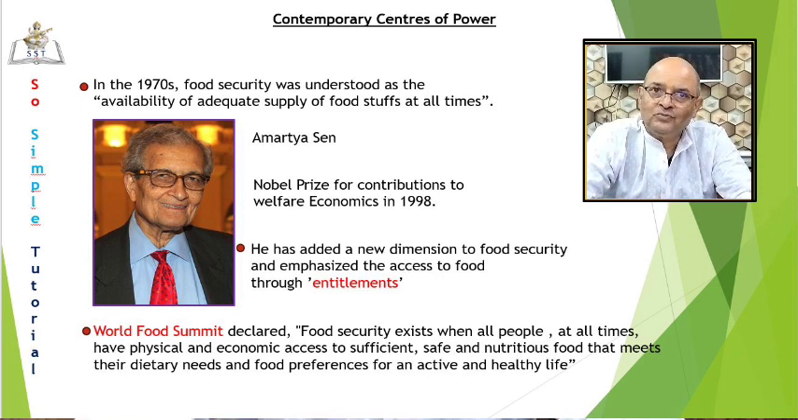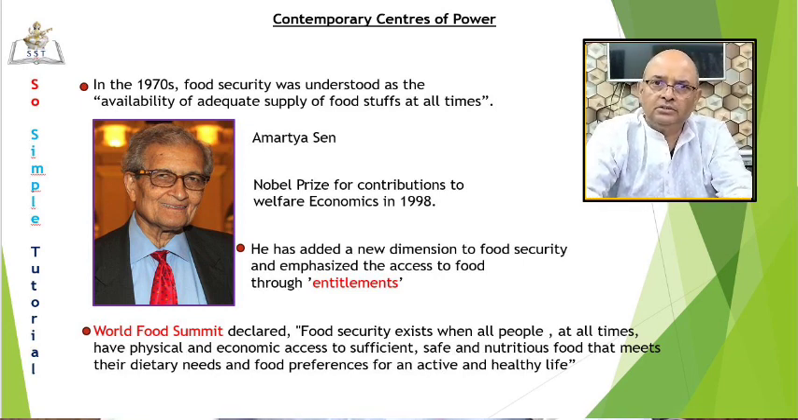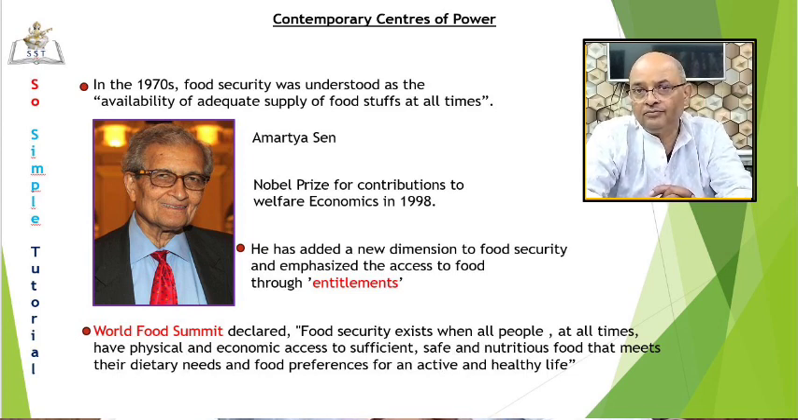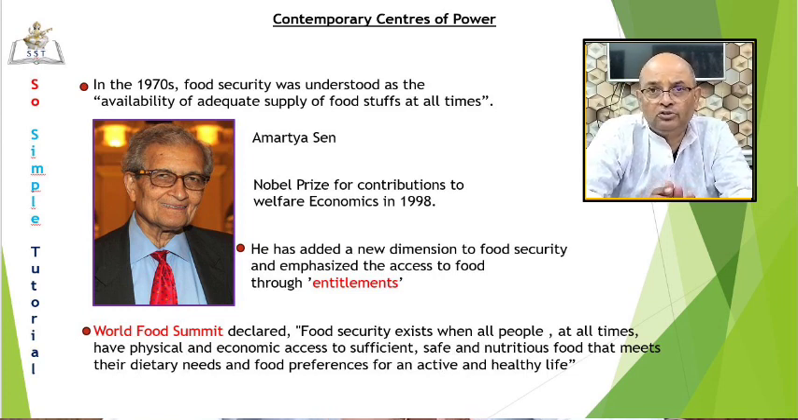supplies. The World Food Summit was held in Rome in 1996. It declared that food security exists when all people at all times have physical and economic access to sufficient, safe, and nutritious food that meets their dietary needs and food preferences for an active and healthy life. See, the focus is on physical and economic access.